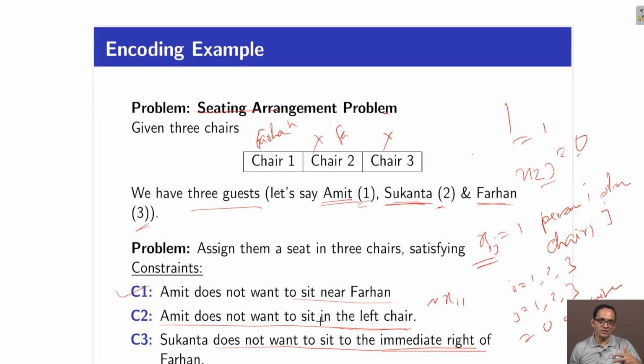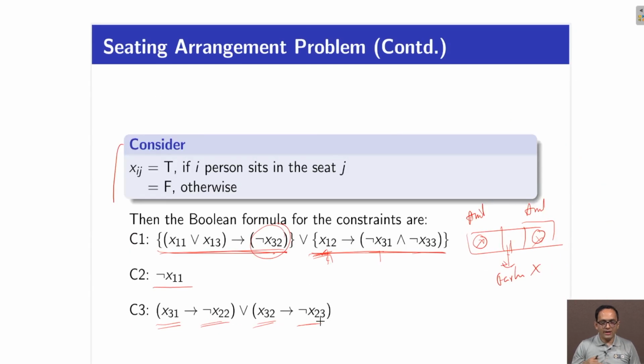I now have 3 formulas, C1, C2 and C3, and I have to check what values of these 9 variables satisfy them. If there is some assignment, then I will say that is the correct solution, and that will be their sitting arrangement. But these constraints alone are not sufficient to get the solution.